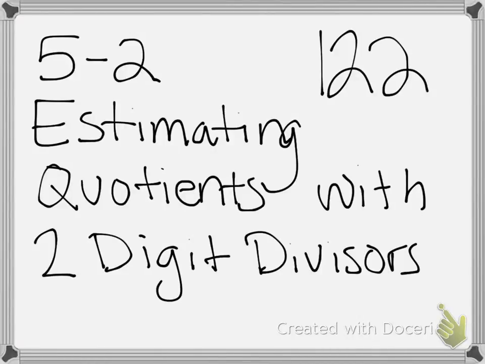All right, today we are going to work on 5-2, estimating quotients with two-digit divisors. And you can find this on page 122 in your math book. So let's go ahead and flip open to a fresh page in your spiral and write down our question for the day.